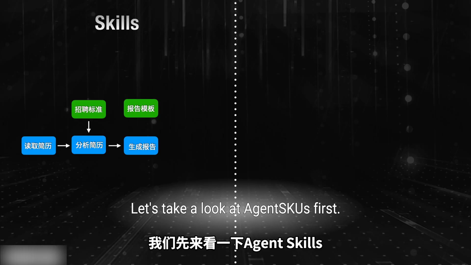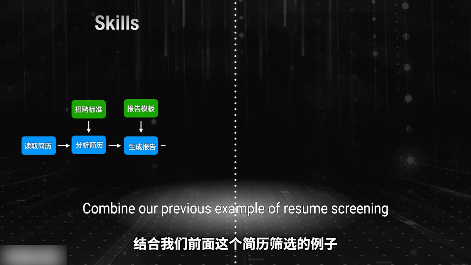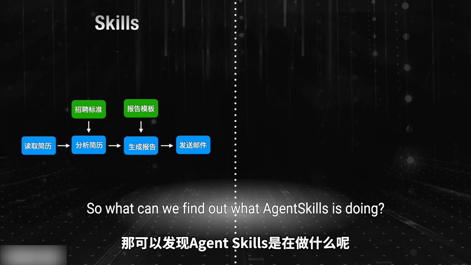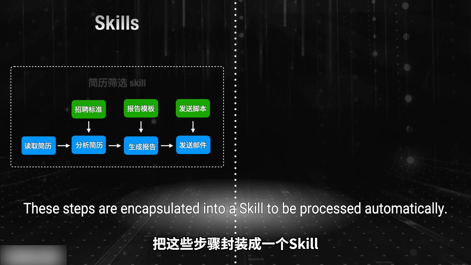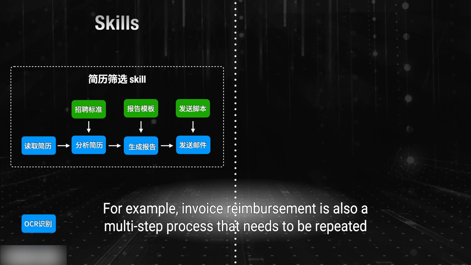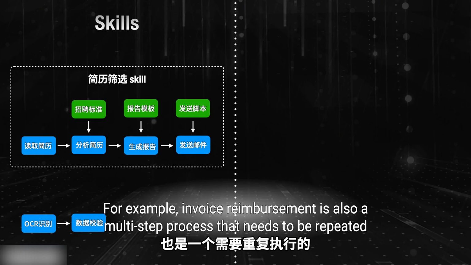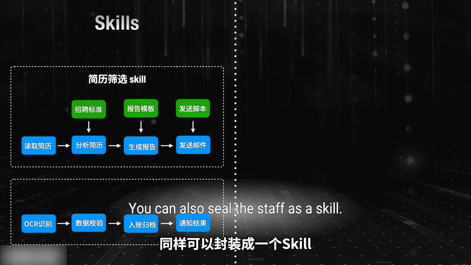Let's take a look at agent skills first. Combine our previous example of resume screening. What can we find out about what agent skills is doing? It is encapsulating a series of steps that need to be performed repeatedly. These steps are encapsulated into a skill to be processed automatically. For example, invoice reimbursement is also a multi-step process that needs to be repeated. You can also encapsulate that as a skill.